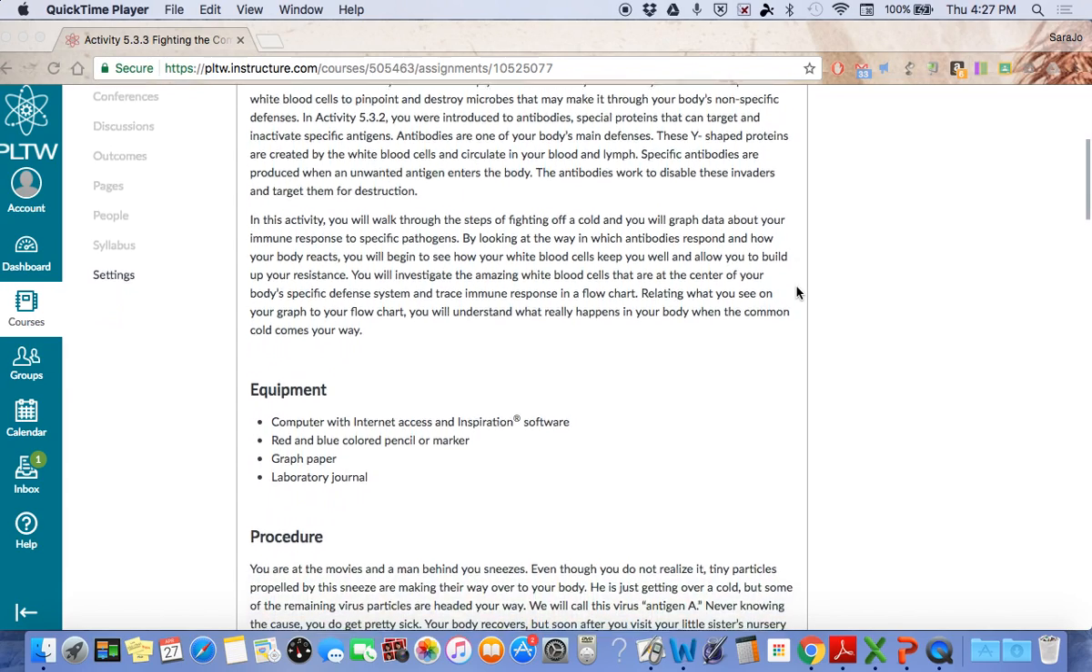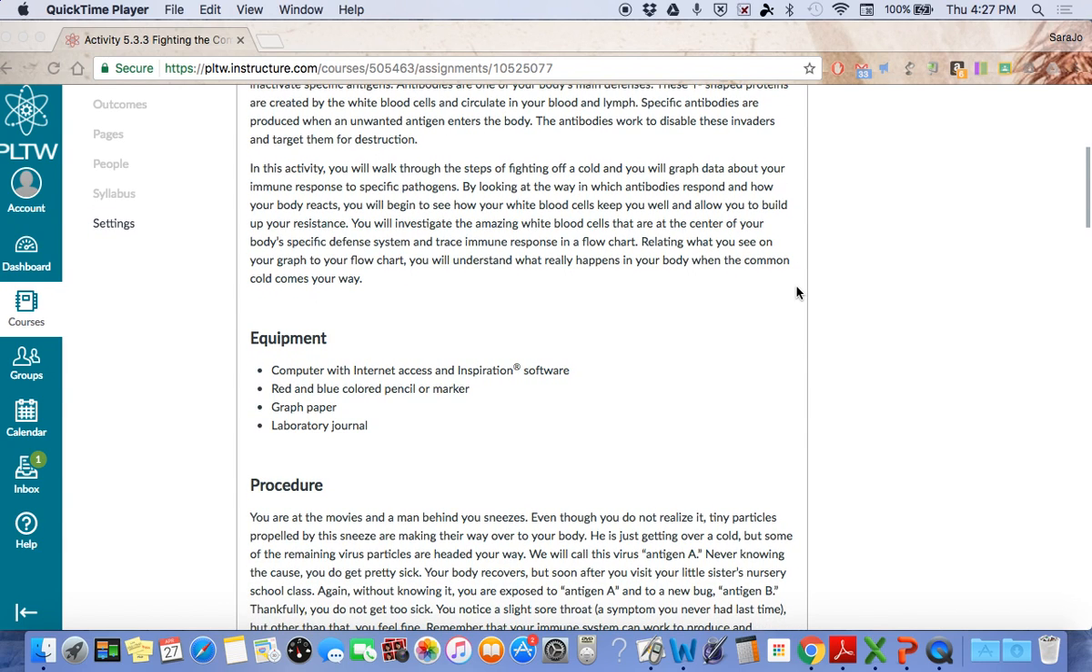They're Y-shaped and they're created by the white blood cells, and they circulate in your blood and lymph nodes. Very specific antibodies are produced when unwanted antigens enter your body, and they work to disable invaders and target them for destruction. So in this activity, you are going to go through the steps of fighting off a cold and graph your data of an immune system's response to pathogens.